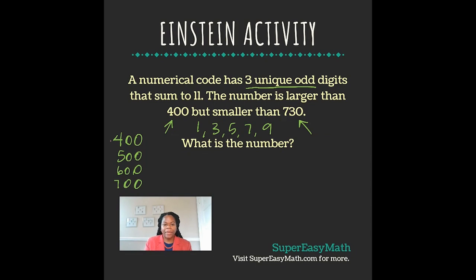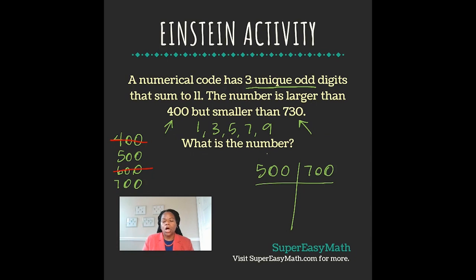Well, right off the bat, I know I can cross off 400s and 600s because the 4 and the 6 are both even digits, so they can't be a part of our number. So by doing this, we're able to better narrow down what our number is.